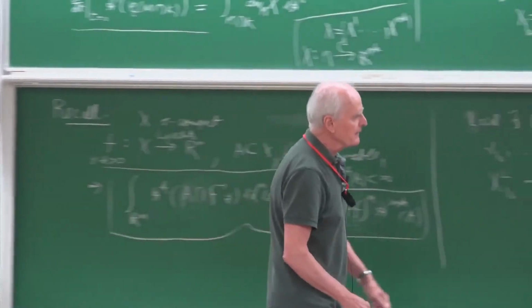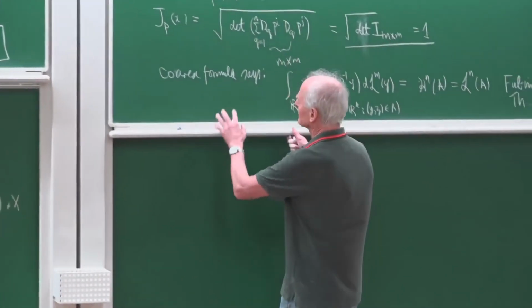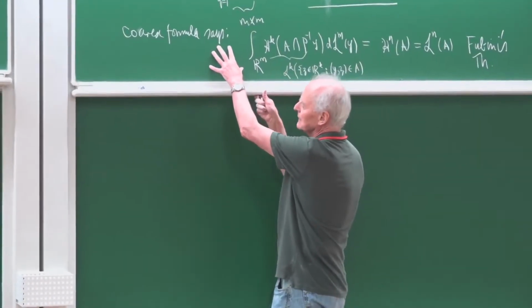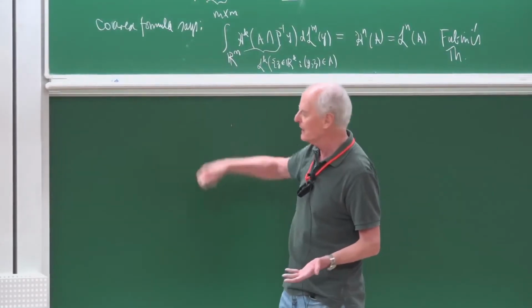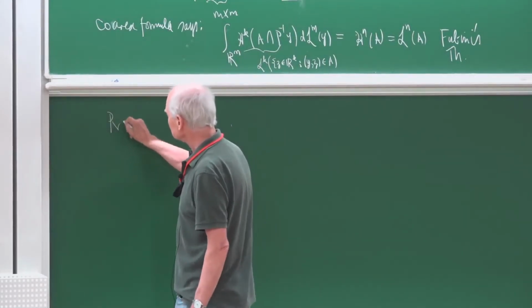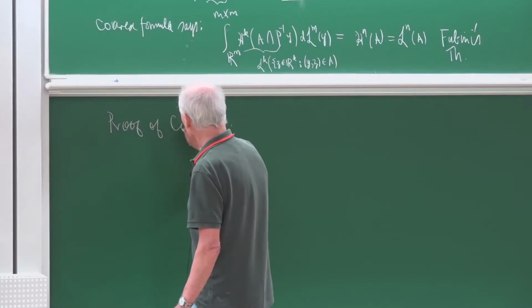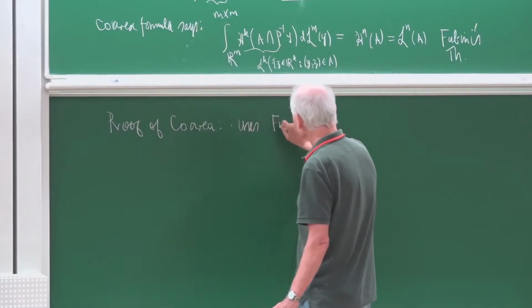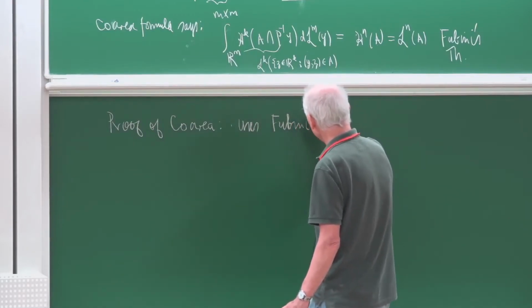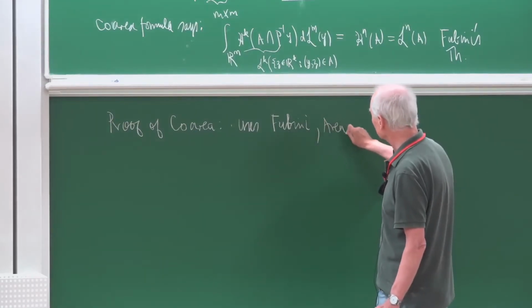Unfortunately, as I said, I don't have time to prove the co-area formula, but I think you can see, because of this hint, obviously the proof is going to involve using Fubini's theorem in some way. So the proof of co-area uses Fubini. It also uses the area formula in a clever way.